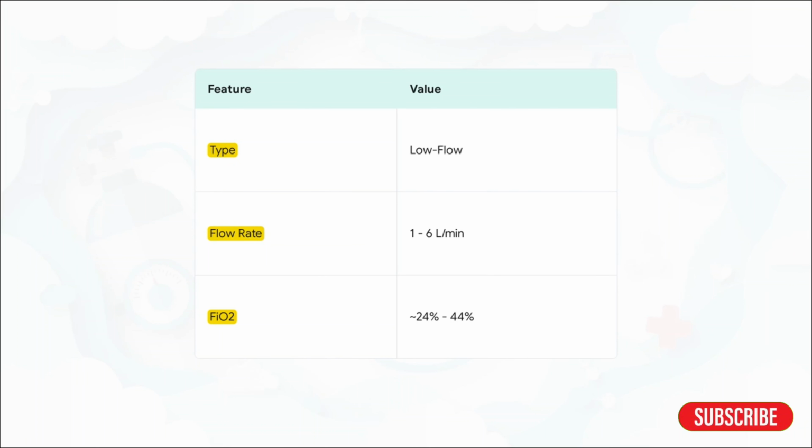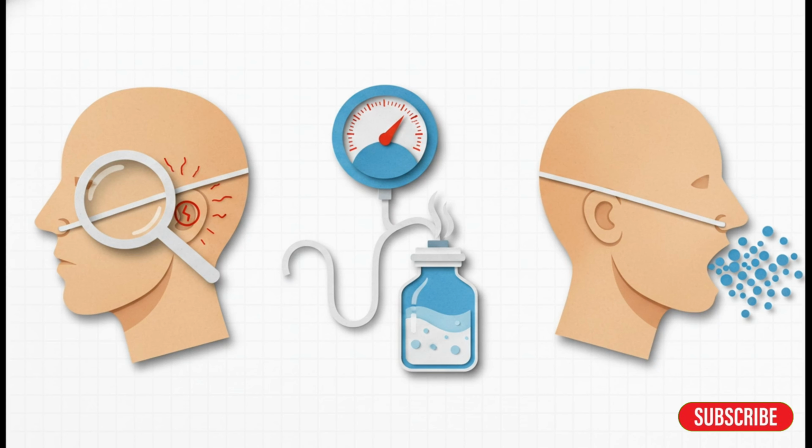You're going to set the flow rate somewhere between 1 and 6 liters per minute, and that's going to give you an FiO2 of roughly 24 to 44%. Now, when you're using a cannula, safety and comfort are huge. You always have to check for skin breakdown, especially behind the ears and in the nose. And here's a pro tip that's super important. If you're running that flow rate above 4 liters per minute, you need to add humidification. Trust me, dry oxygen is really uncomfortable and it'll dry out their nose in no time.